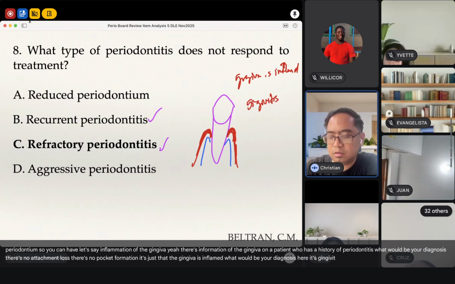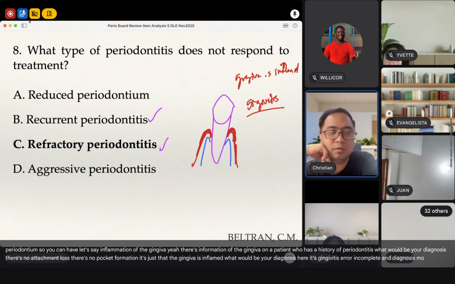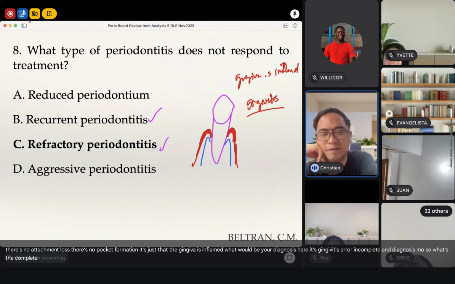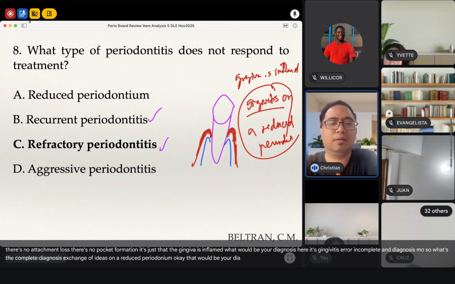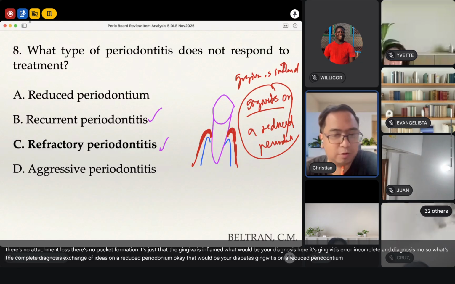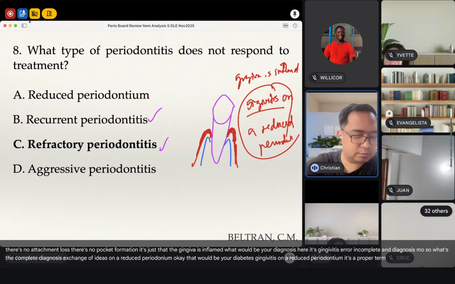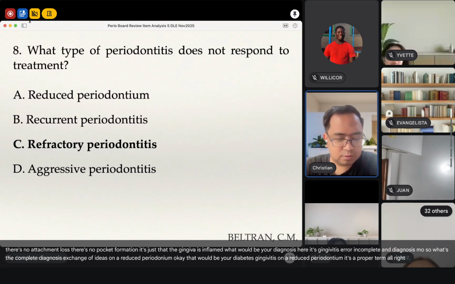It's gingivitis, but your diagnosis is incomplete. So what's the complete diagnosis? It's gingivitis on a reduced periodontium. That would be your diagnosis. Gingivitis on a reduced periodontium. That's the proper term.